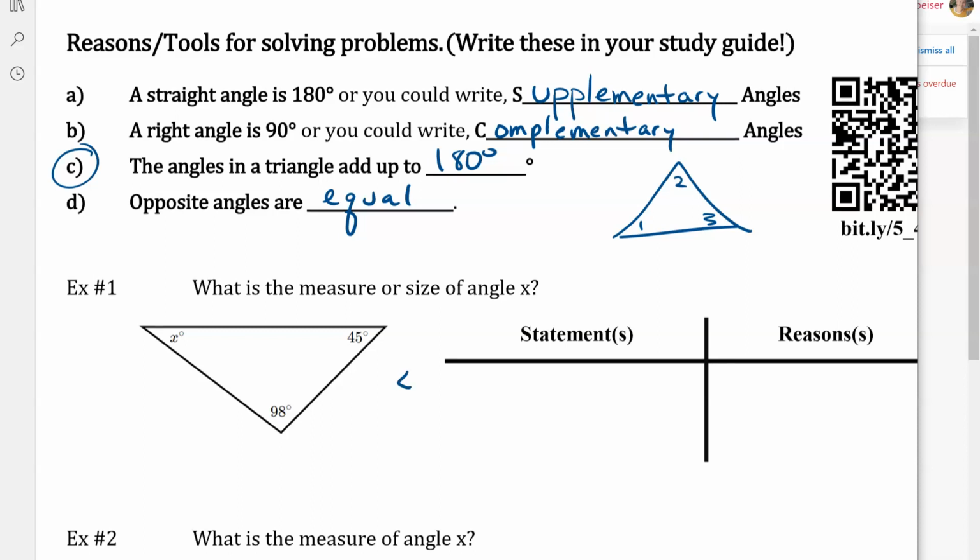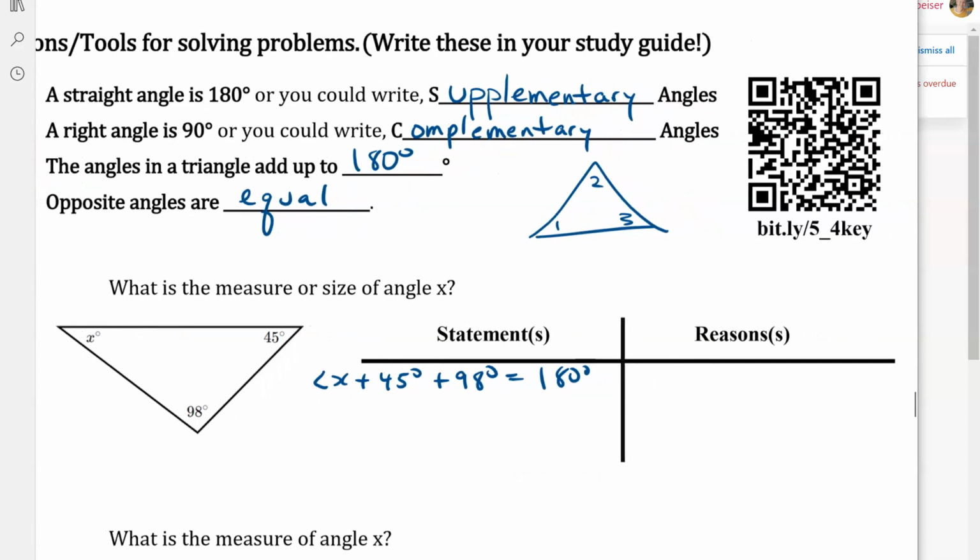well, angle x plus the 45 degrees plus the 98 degrees is going to have to add up to 180 degrees. Why do you know this is true? So we make a statement and then we do a reason to back it up. And the reason would be, well, the angles in a triangle add up to 180 degrees.